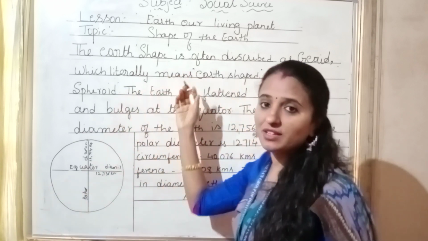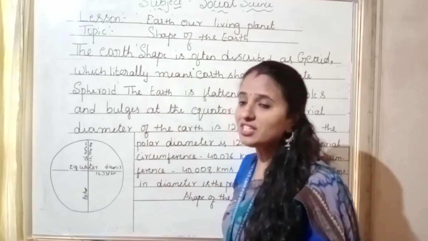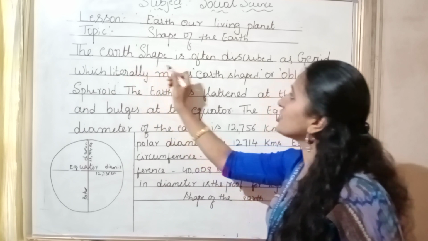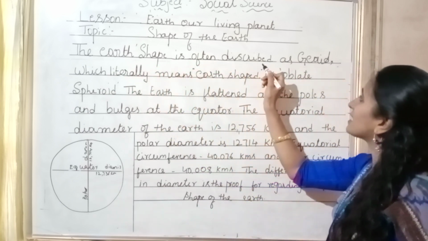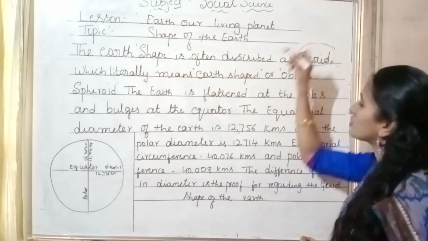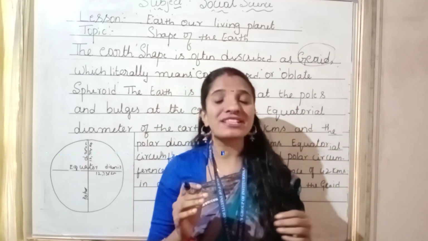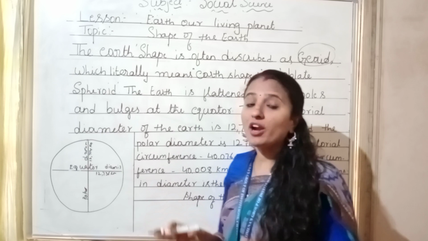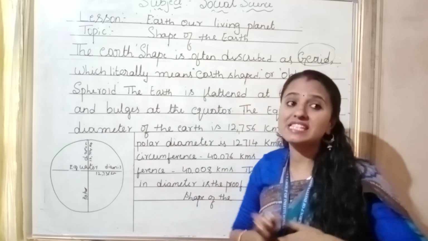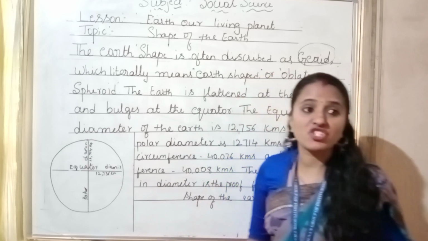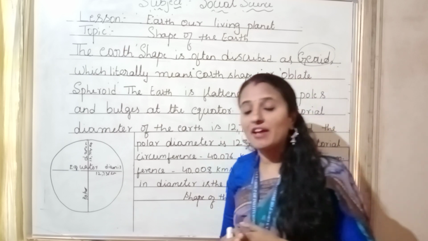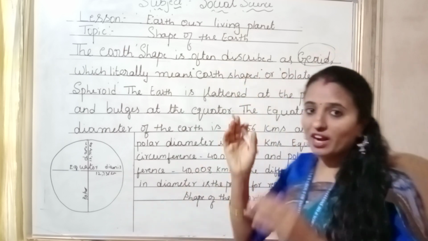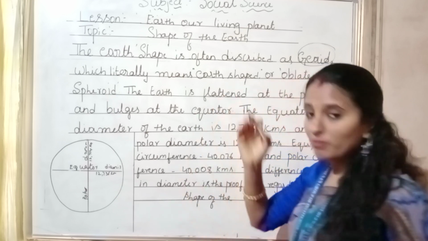Everybody watch the board, children. I will explain one by one. The Earth's shape is often described as a geoid. The geoid is a model of the global mean sea level that is used to measure the elevation of surfaces. So you can see that the Earth's shape is a geoid shape.